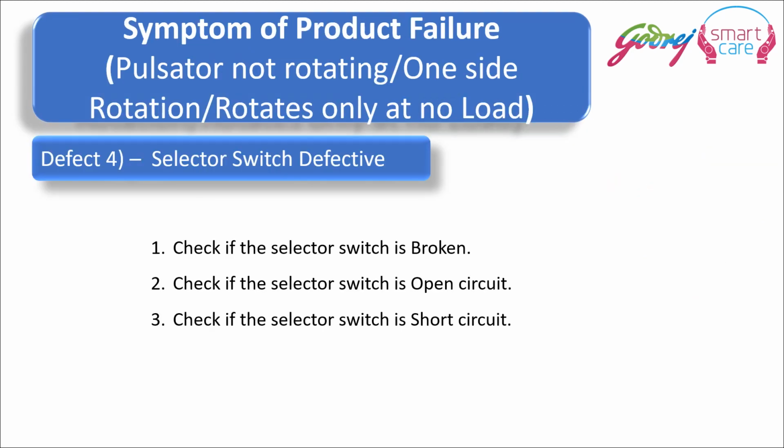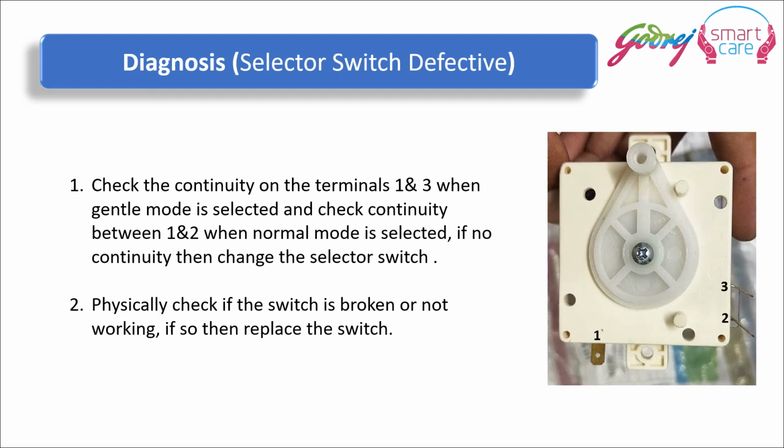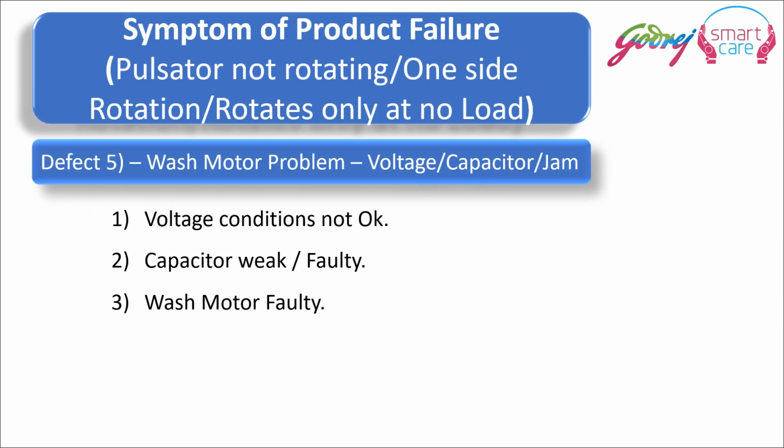In case of selector switch defect, we have to check whether the selector switch is broken. We have to check whether it is an open circuit or a short circuit. Check the continuity in terminals 1 and 3 when the gentle mode is selected, and check the continuity between 1 and 2 when the normal mode is selected. If no continuity, then we have to change the selector switch. Physically check if the switch is broken or not working. If so, we have to replace it.